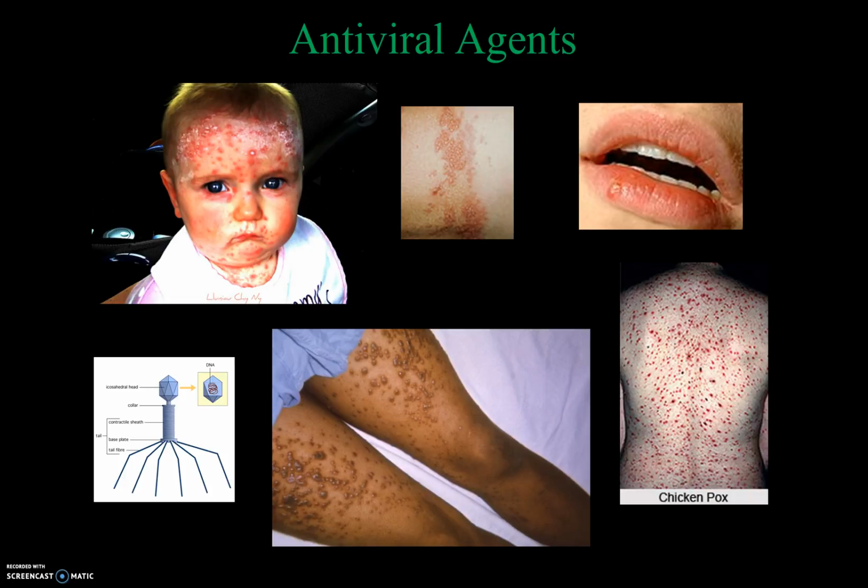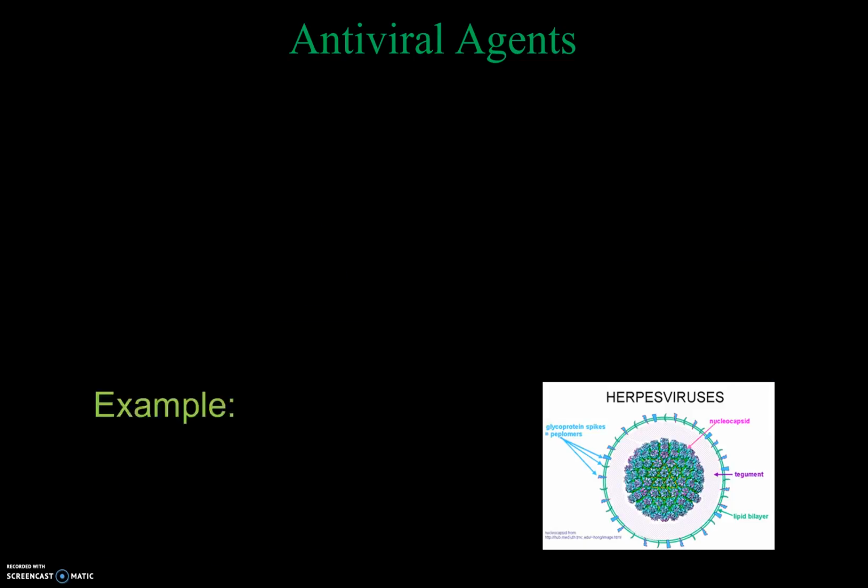So antivirals are going to work in one of three ways. One, they're going to block entry to the cell. Two, they're going to act inside the cell to block replication. Or three, they're going to stop the virus from exiting the cells and spreading. An example of an antiviral agent would be acyclovir.